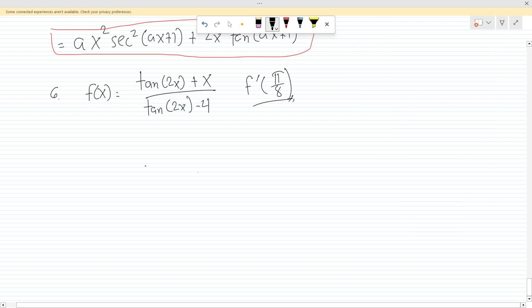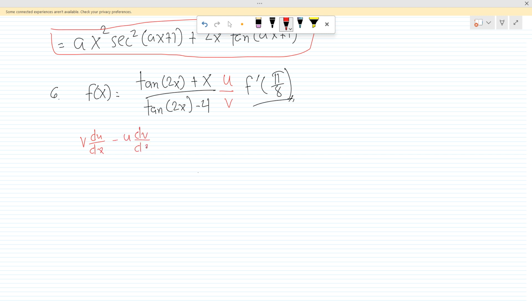So we have here our numerator and denominator. So you are going to use what? The quotient rule. For sure, medyo mahaba-haba to, so gawin natin. What is the formula for the quotient rule? v du over dx, then minus u dv over dx, over v squared. What is our v? Tangent of 2x minus 4.